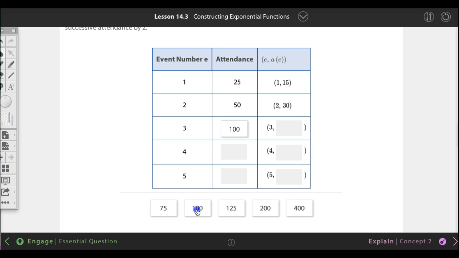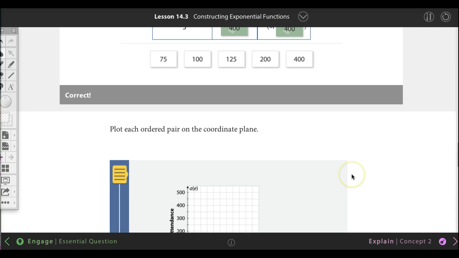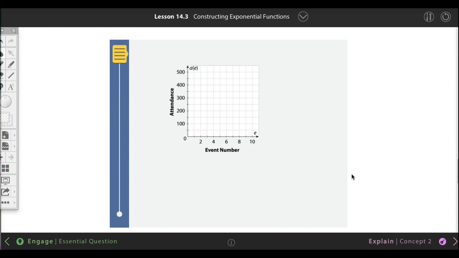And so that means I'm going to have 3, 100 as my ordered pair, right? Because it's 3 here and 100. 100 times 2 is 200, so I have to put 200 here as well. 200 times 2 is 400, so I'm going to put 400 here as well. And then afterwards, of course, I check. They're all right. And we have to put them on the graph, okay?